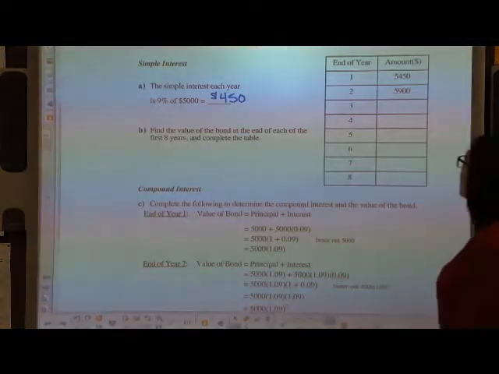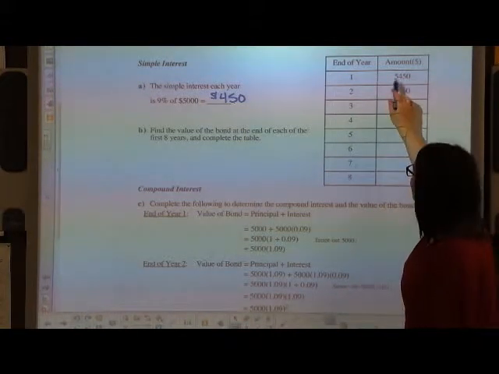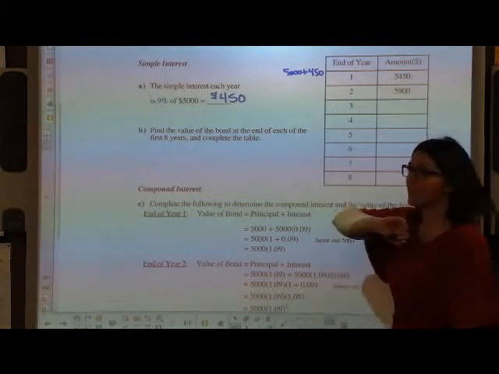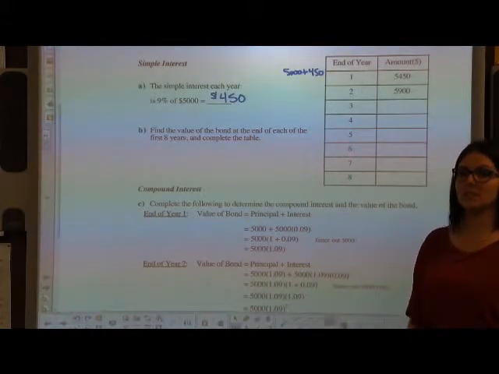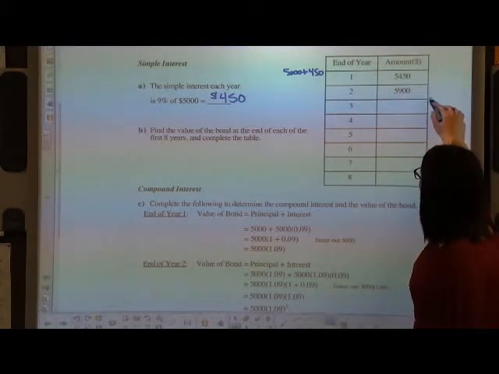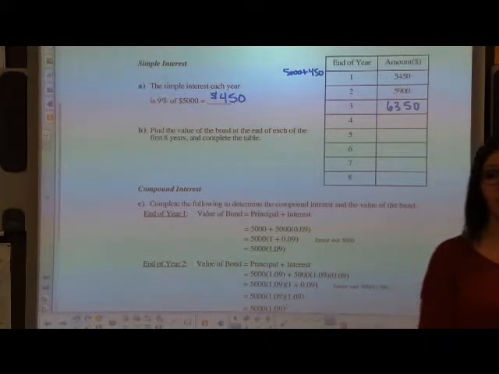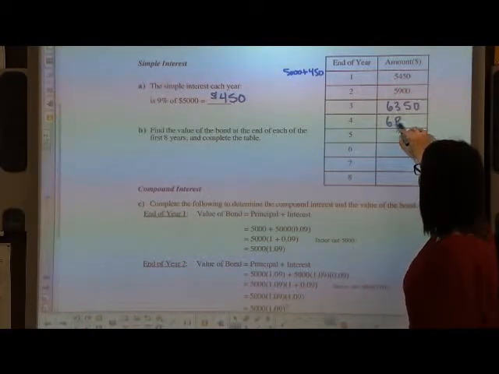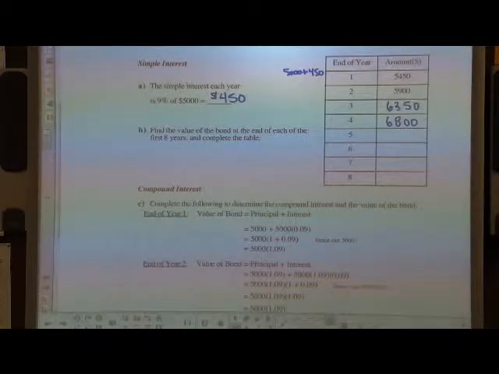So the value at the end of the first year is $5,450. This is taking $5,000 and adding $450. At the end of the second year, I add another $450. Now I've got $5,900. In the third year, I would add $450 to get $6,350. In the fourth year, add another $450, and I'm now at $6,800. So take a moment and complete the next 4 years.